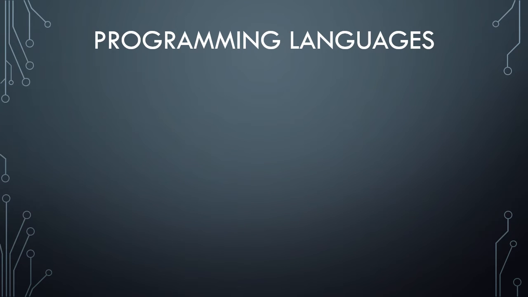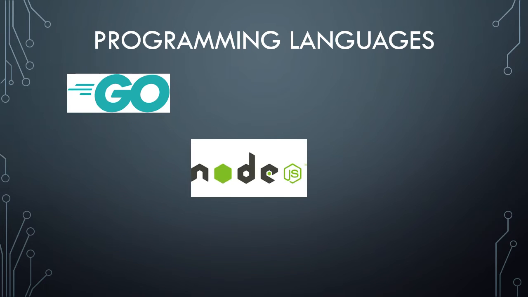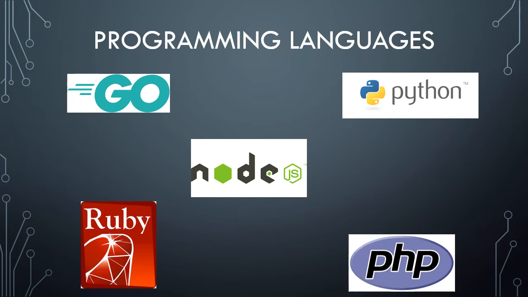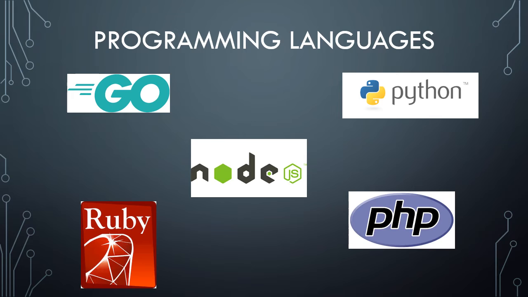The programming language used by modern client-side web browsers is JavaScript. On the server side, there are several programming languages like Go, Node, Python, Ruby, PHP, just to name a few. It's worth noting that JavaScript is the only language that works on both sides, the server and the client.